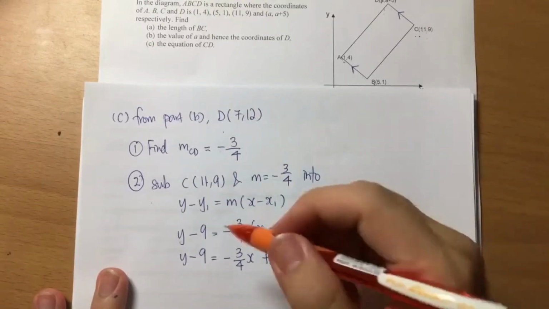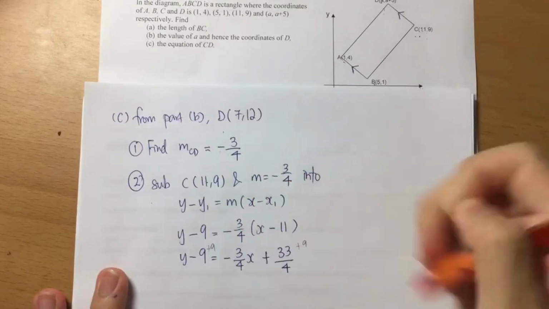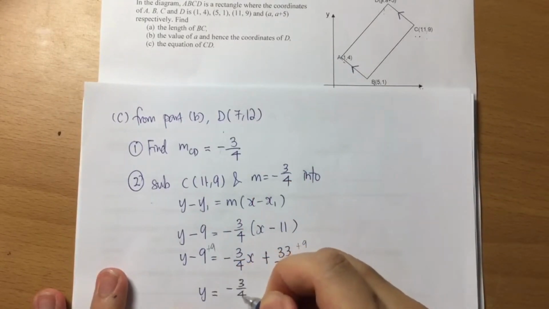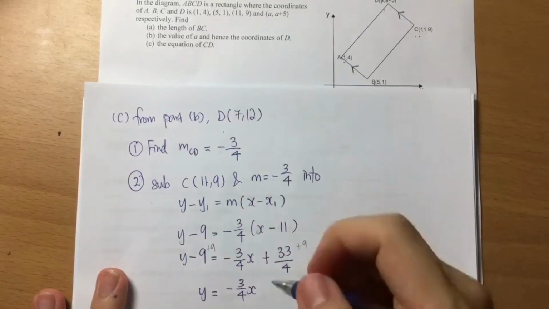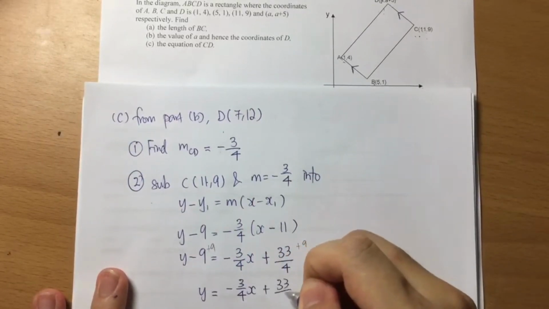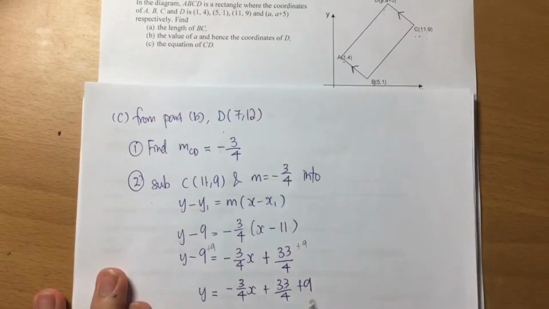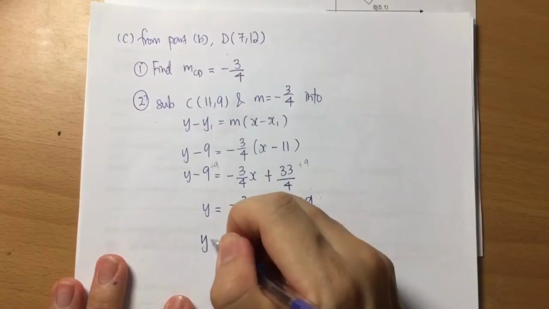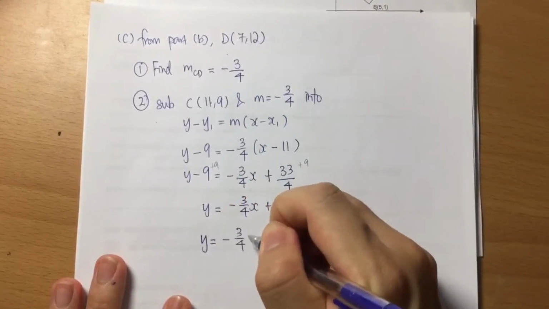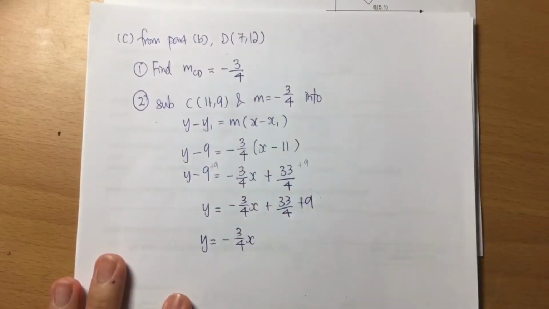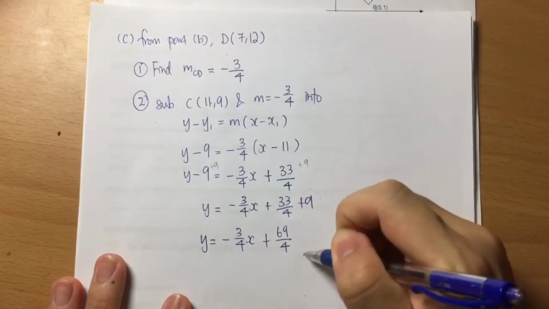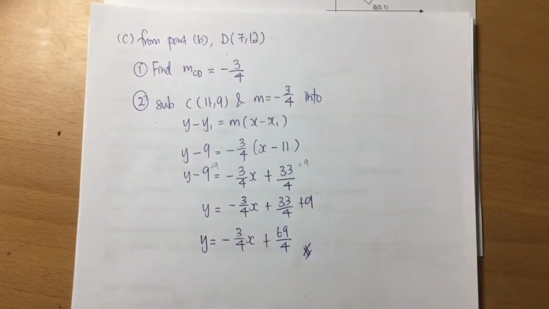And I'm going to plus 9 on both sides. So it will be y equals negative 3/4 x plus 33 over 4 plus 9, and I'm going to continue to simplify further. So my y will be equal to negative 3/4 x plus 69 over 4, and that is the equation of the line for CD.